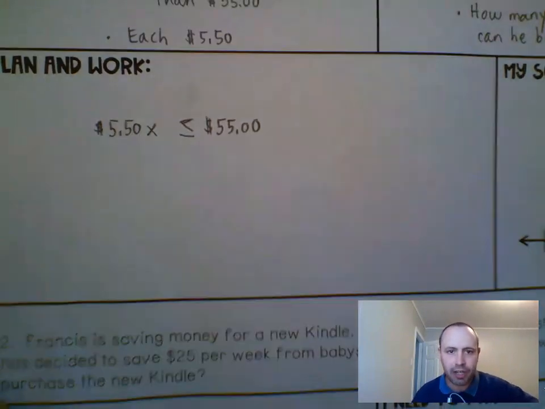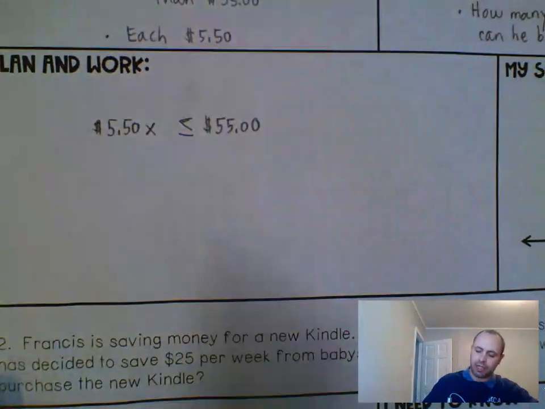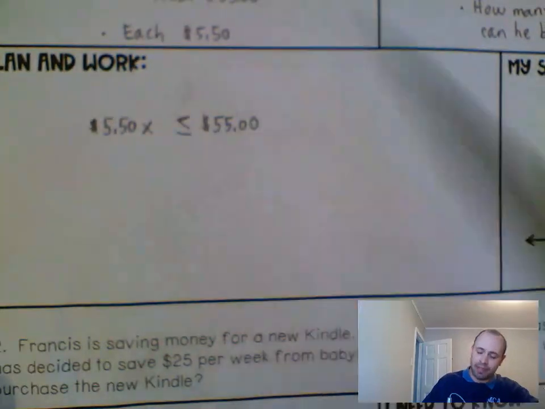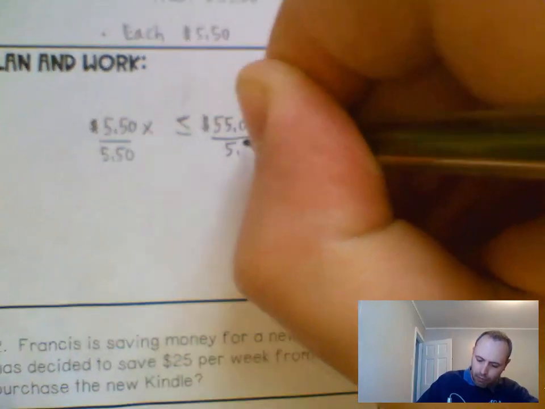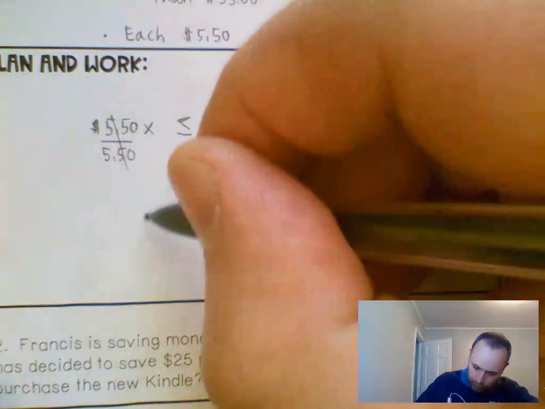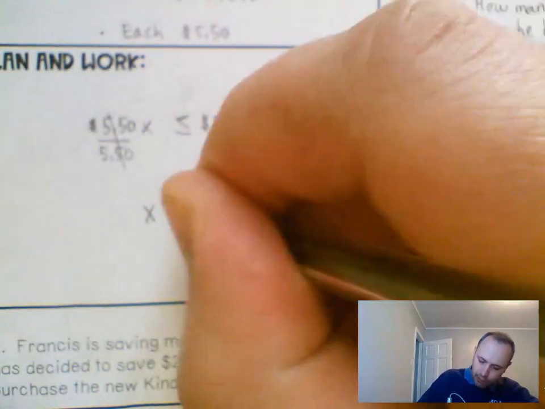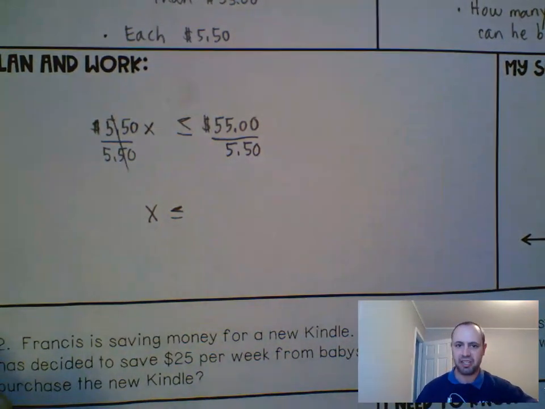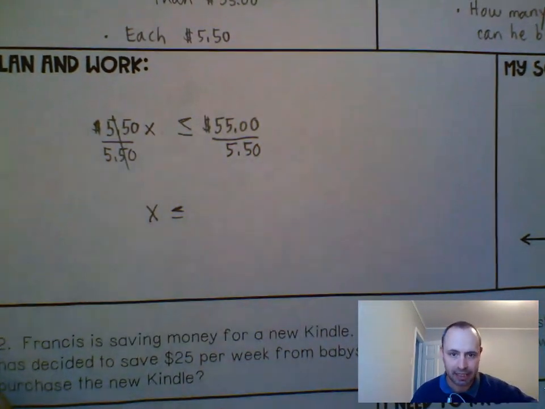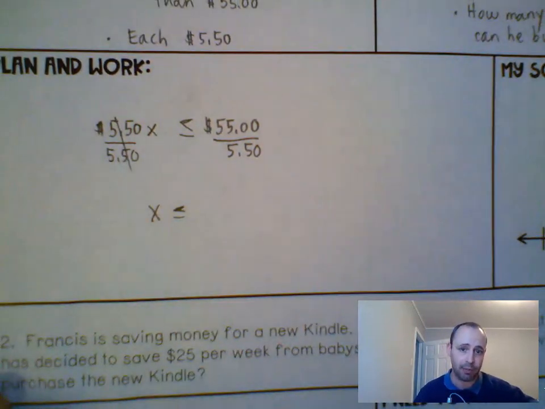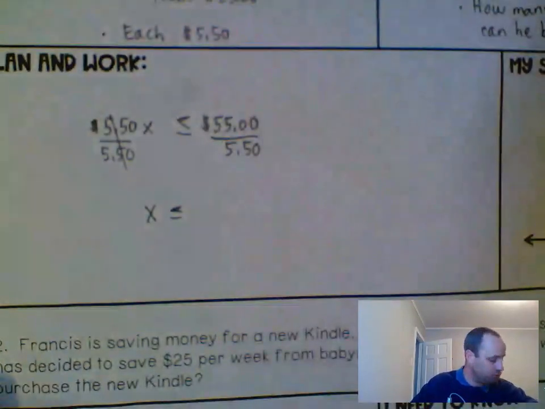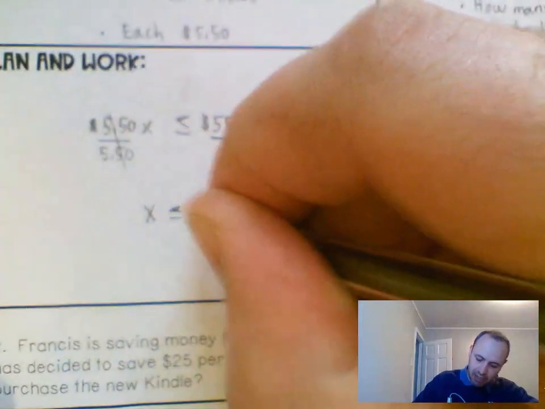Okay, so now we're just going to solve this problem like we've been doing this week. To get rid of the 5.50 times something, we divide both sides by 5.50. So x will be less than or equal to. You could use a calculator, but I think a lot of you can see that if you times something by 10, you just move the decimal over once or you add a 0, right? So the answer would be x is less than or equal to 10.